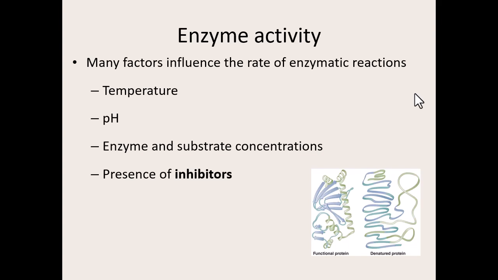pH, just having additional hydrogen ions or hydroxide ions can change how proteins are shaped as well. Another factor is how much enzyme is present compared to how much substrate is present. If you have lots of substrate and very little enzyme, the enzymes are going to do the best they can, but they can't break down every substrate. There's just too much of it.